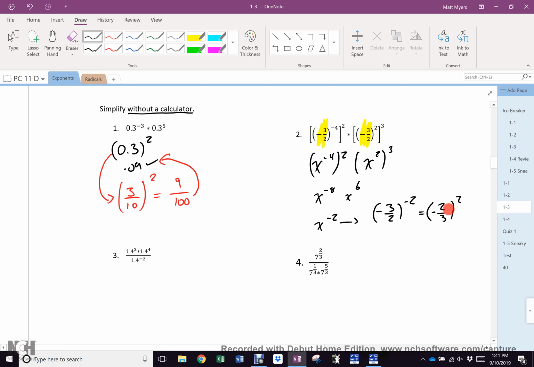Now, what is this squared? Negative 4 over 9? Negative squared. You have the right numbers. A negative number squared. 4/9. Yeah?